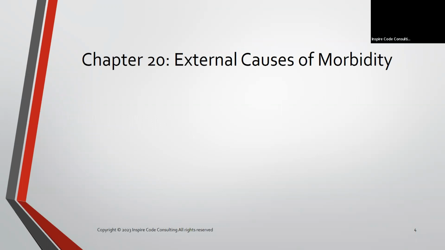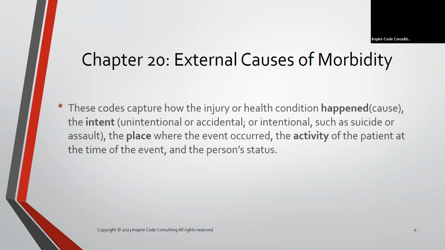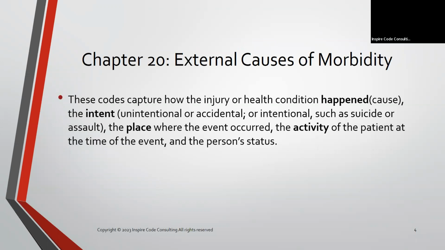This is external causes of morbidity. These codes capture how the injury or health condition happened, the intent, the place where the event occurred, the activity of the patient at the time of the event, and the person's status. Please be mindful, there is only one part in your ICD-10 book where you will actually find this, and this will be your external causes index. This is going to be right after your alphabetical index in your ICD-10 CM book.